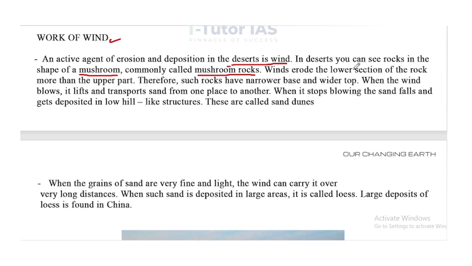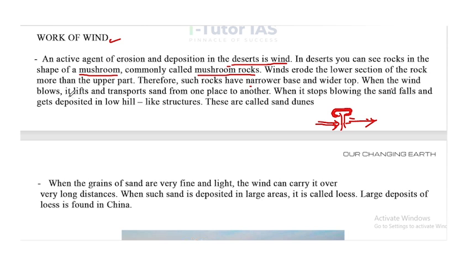Winds erode the lower section of the rock more than the upper part. What is the shape of a mushroom? A narrow base and wide upper part. How did this process happen? The wind erodes the lower section of the rock more than the upper part. Therefore, such rocks have a narrow base and wider top.